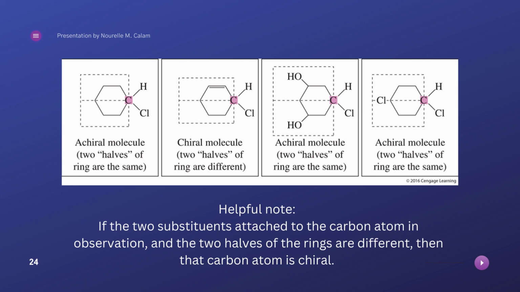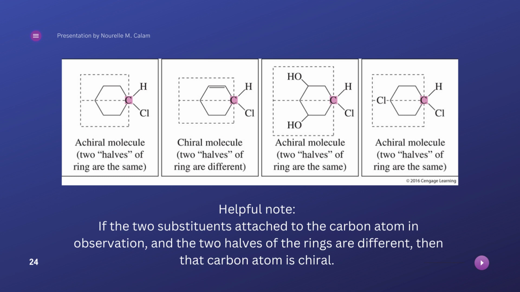Now, take a look at the first ring system. You can see that you have hydrogen as one of the groups, chlorine as the second group, but you can see that the two halves of the ring system are identical, right? Thus, this is not chiral. This is an achiral molecule. Since again, two halves of the ring are the same.